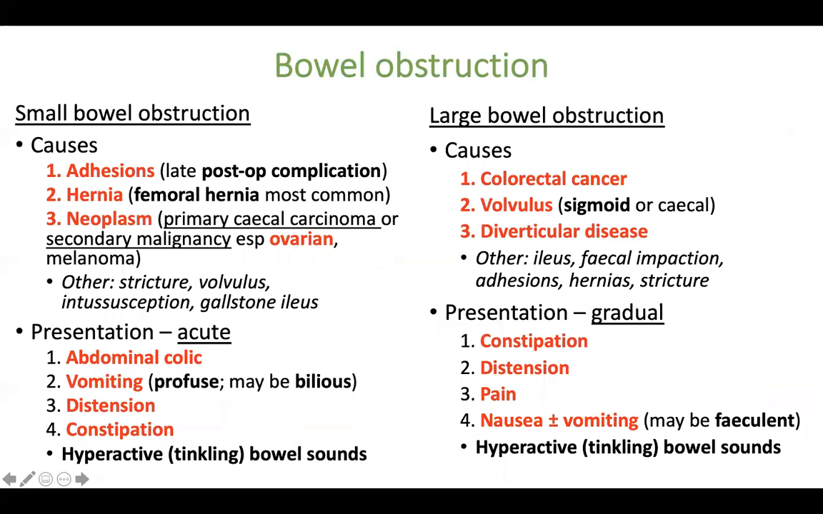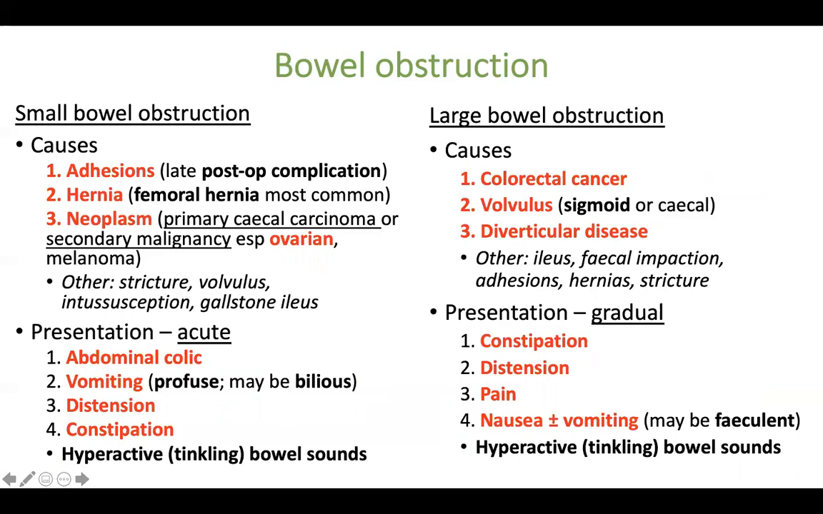So bowel obstruction. In terms of your small and large bowel, the most common cause in small bowel obstruction is adhesions, a post-operative complication, then hernias and neoplasm. So remember the top three causes for both of these. Whereas large bowel is most commonly, by far, colorectal cancer. Because that's the most likely cause, it's usually a very slow progression of large bowel obstruction. Whereas these ones on the left-hand side, adhesions and hernia, you can imagine it's a much more acute presentation.